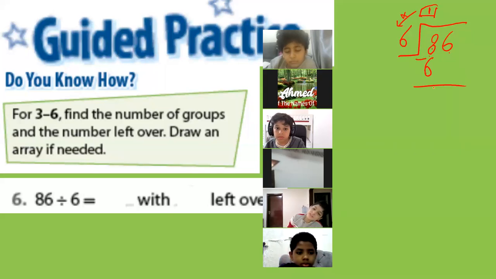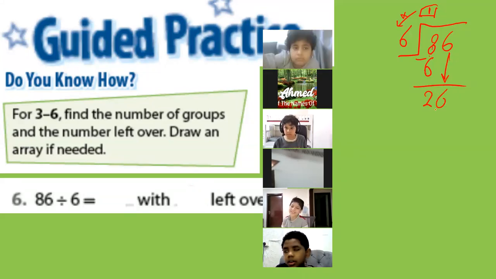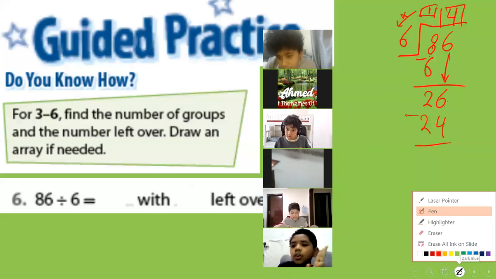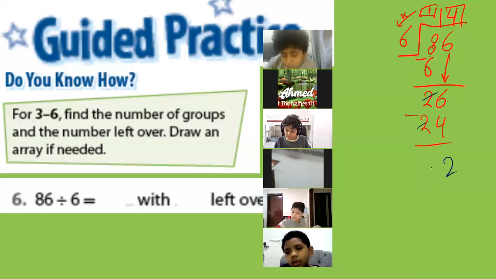Can we subtract 8 minus 6? 8 minus 6 equals what? 2. And drop? Drop this 6. Okay. To be 26 divided by 6 equals what? 4. 4 by 6 equals 24. Subtract 26 minus 24 equals what? 6 minus 4 equals 2. 2 minus 2, 0.